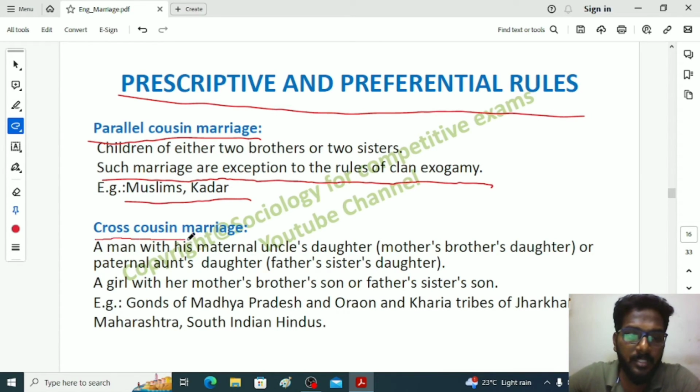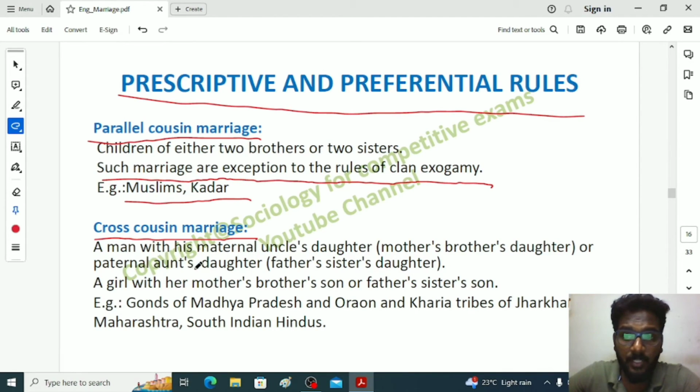Next is cross cousin marriage. As we discussed in the previous slide, cross cousin marriage is a marriage of a man with his father's sister's daughter or his mother's brother's daughter. Also, a marriage of a woman with her mother's brother's son or her father's sister's son. This is called cross cousin marriage.